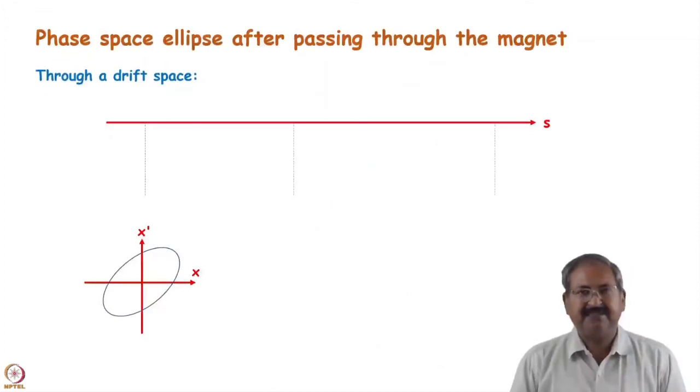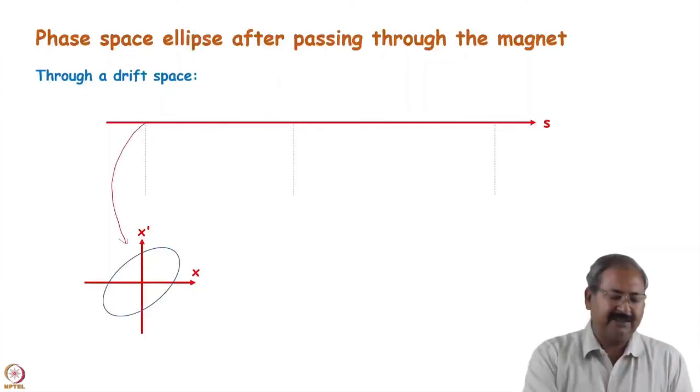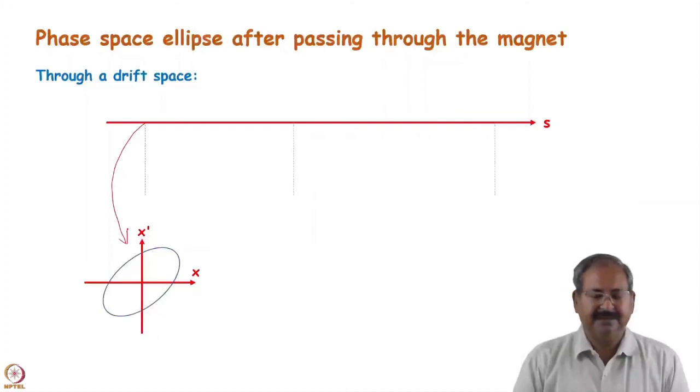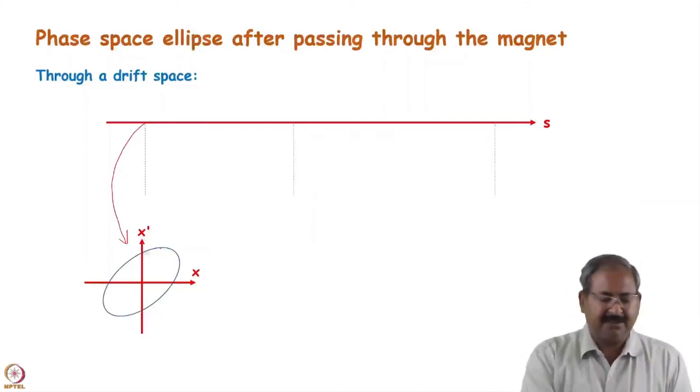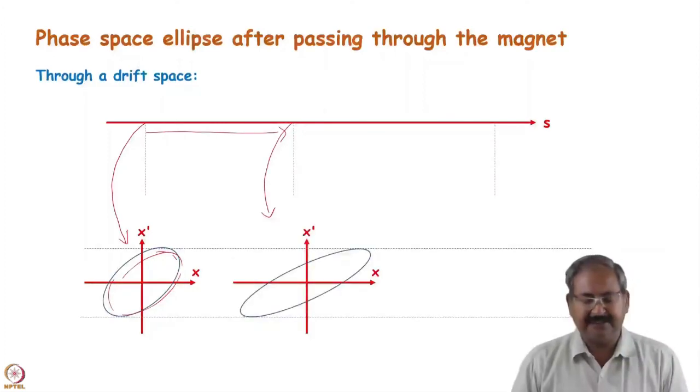Now finally we see how the ellipse changes. We have seen that at different locations the ellipse will have different orientation and different elongation. We take one such example, when particles are passing through the drift space. That is the simple example. Suppose at the first location the ellipse is like this, right? All the particles on the periphery of this ellipse have been propagated up to this point. So how will the ellipse look?